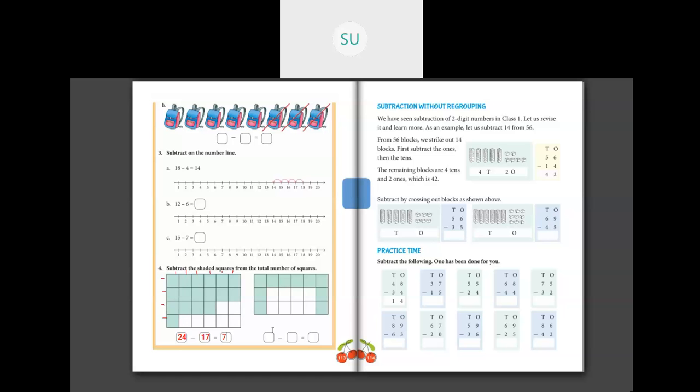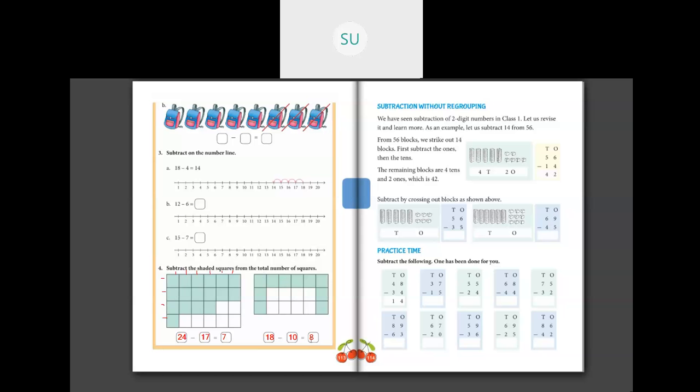Next one. So how many are the total squares? We have 1, 2, 3, 4, 5, 6, 7, 8, 9, 10, 11, 12, 13, 14, 15, 16, 17, 18. So the total squares are 18. Then shaded squares are how many? 1, 2, 3, 4, 5, 6, 7, 8, 9, 10. So 18 minus 10. So what is the answer? You'll count the number of squares which are not shaded. So 1, 2, 3, 4, 5, 6, 7, 8. Correct. So 18 minus 10 is 8.